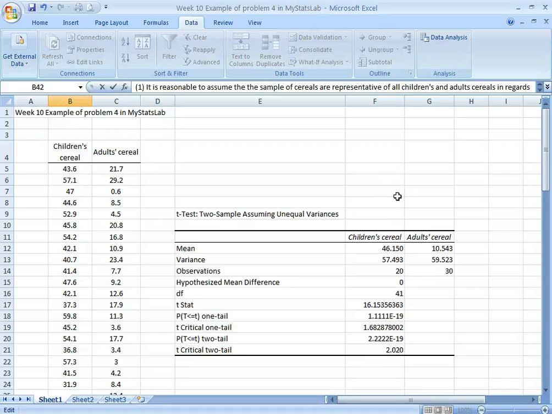Hello, this is an example problem that will help you with your Week 10 MyStatsLab homework problem 4. In this problem we have a food company that is concerned about the recent criticism of the sugar content of their children's cereal. So they want to take some samples and try to prove that their children's cereal doesn't have any more sugar than their adult cereals.